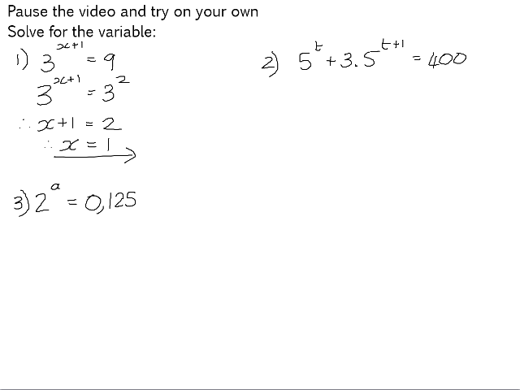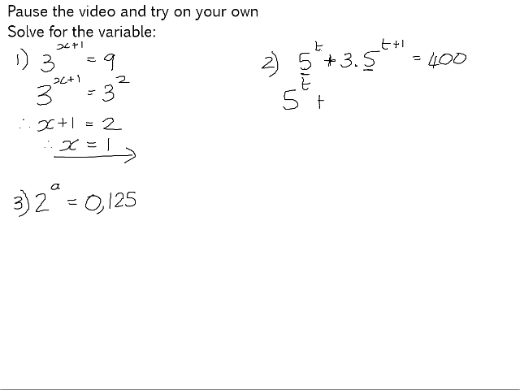Number two is a little bit complicated because our variable is in two different places on the left-hand side. And I mentioned to you earlier in this video that we need to get our variable into one place in the equation. And because these two things are being added and they are not like terms, 5 to the power of t and 5 to the power of t plus 1 are not like terms, so we can't add them. The only way we can get them into a single place is to factorize.